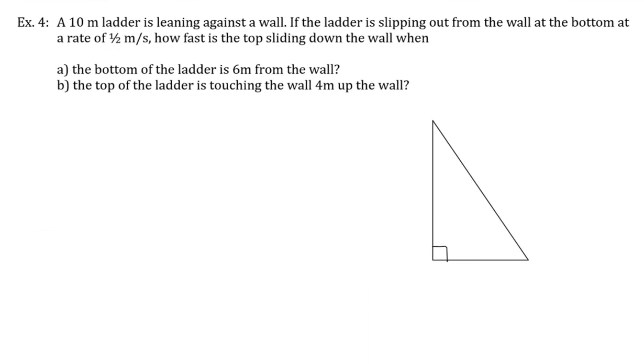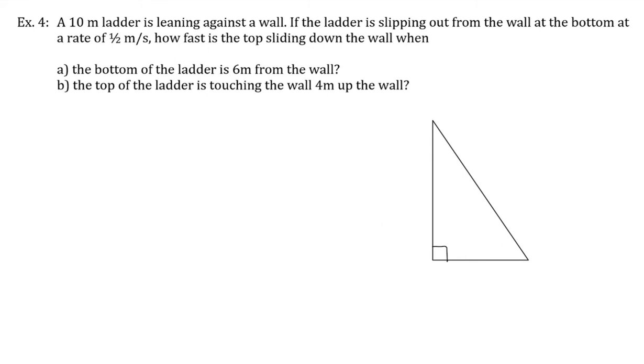Okay, we still have a couple more. A 10-meter ladder is leaning against a wall. If the ladder is slipping out from the wall at the bottom at a rate of half a meter per second, how fast is the top sliding down the wall when, and we've got 2 different circumstances, so we'll get to those in a minute, okay? And they're giving us 2. It's not just doing the same thing twice. They are a little bit different.